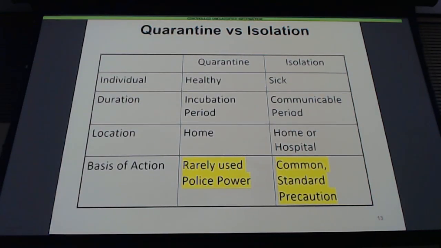So here's a nice little breakdown of your quarantine versus isolation. For an individual who's healthy, we can quarantine; if they're sick because they're ill, that will be isolation. Duration: incubation period for quarantine, communicable period for isolation. Location: for quarantine, generally home; isolation, more so the hospital than home, but we can use special circumstances to allow them to be home for isolation. And then basis of action: rarely use police power for quarantine, and for isolation, common standard precautions, and police power if we need to use it.